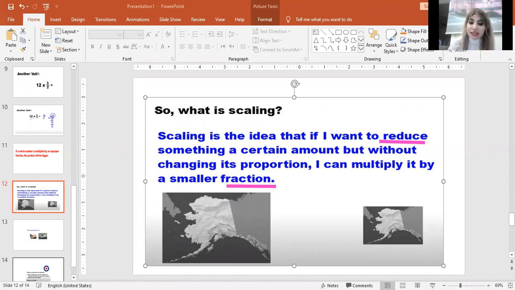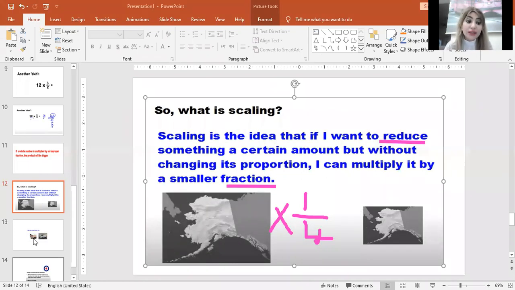So if I multiply this photo by a fraction smaller than 1, which is 1 over 4, it gives me this smaller photo. So when I multiply anything, when I multiply Miss Nani, okay, by a number smaller than 1, it gives me a smaller picture.